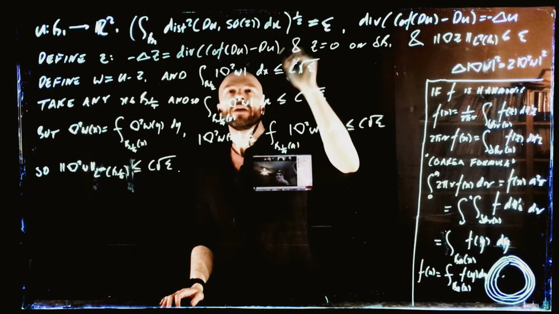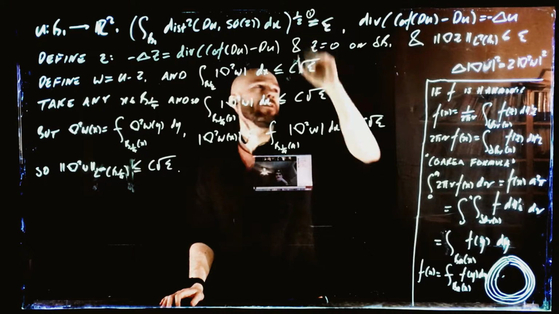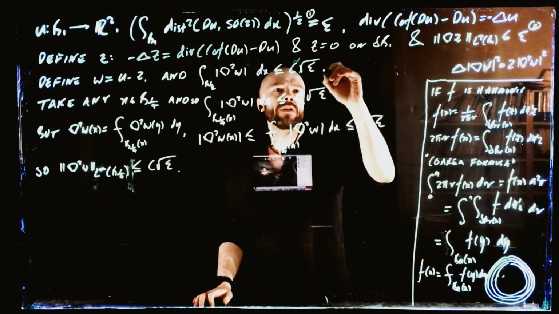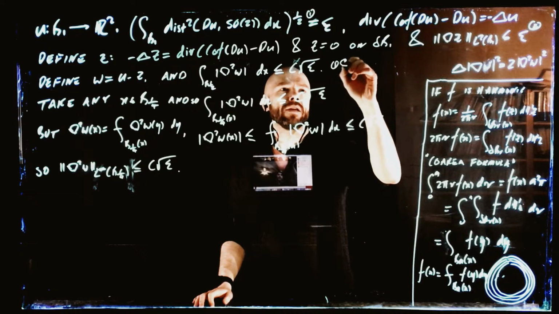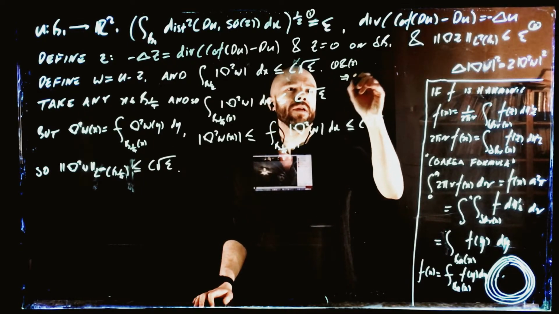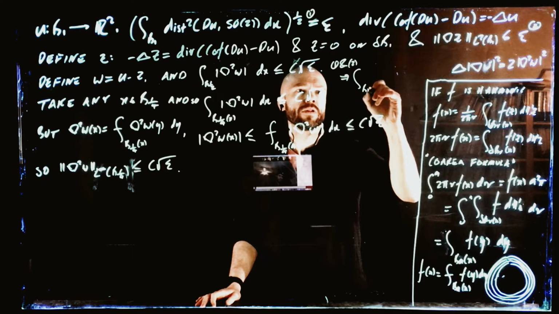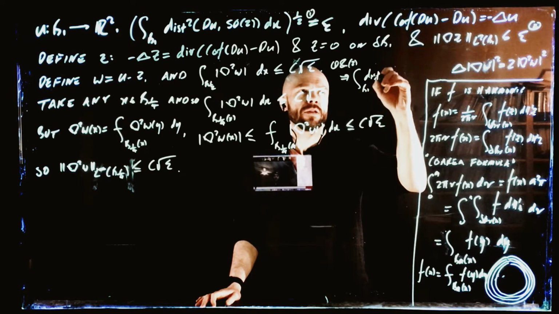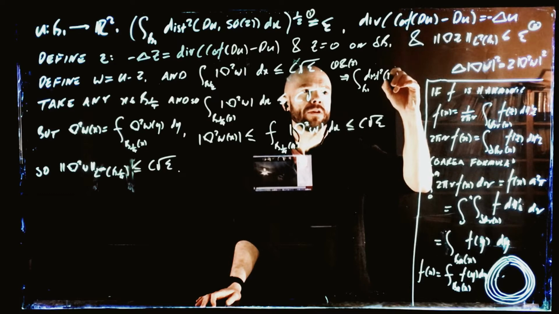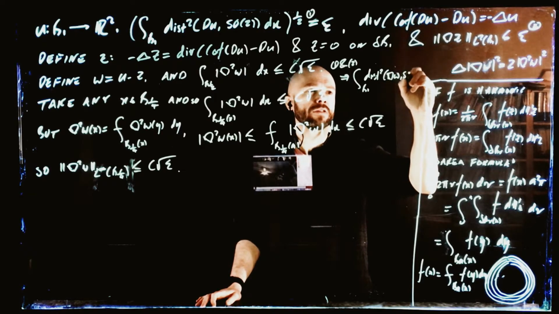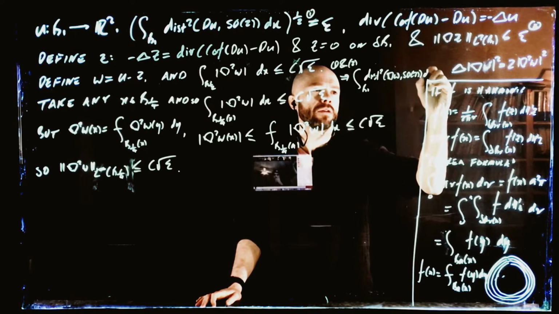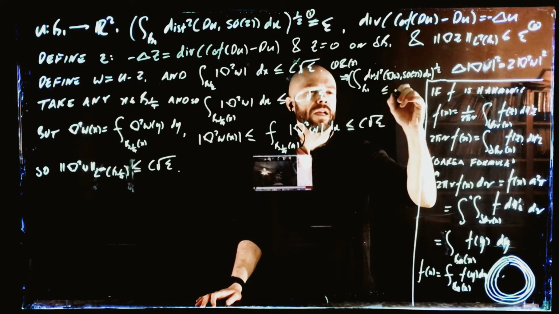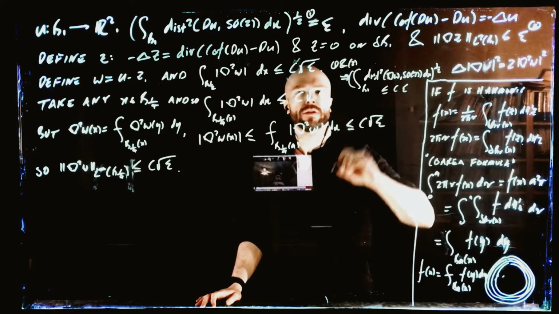So from this thing and from this thing, we have the following. Let's call this thing 1 and call this thing 2. So 1 and 2 imply that the integral over the ball of radius 1 of the distance squared of the gradient of w away from rotations dx, to the power 1 over 2, is less than constant times epsilon.